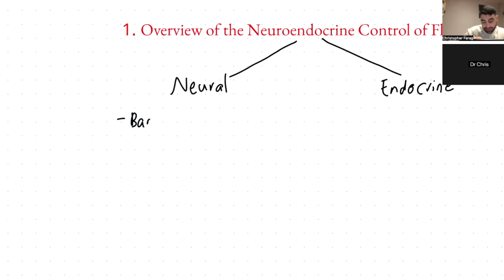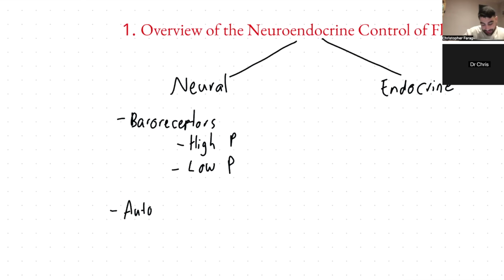And we have both our high pressure and low pressure baroreceptors. Now, this will not be the focus of today's video, but again, just to give you an idea of where this video fits into the big picture of homeostasis, which is a very complicated process within our body. And the other thing we have in the neural component is our autonomic nervous system, so our sympathetic and parasympathetic drive.